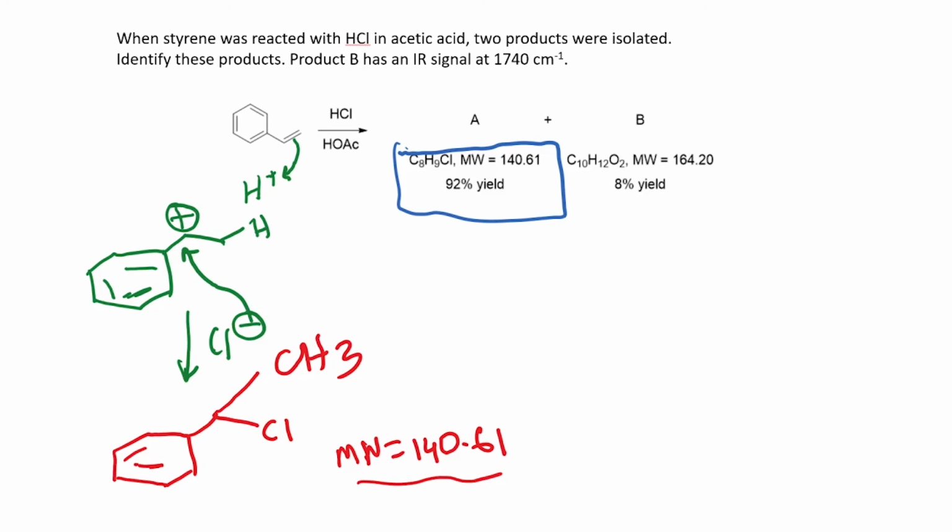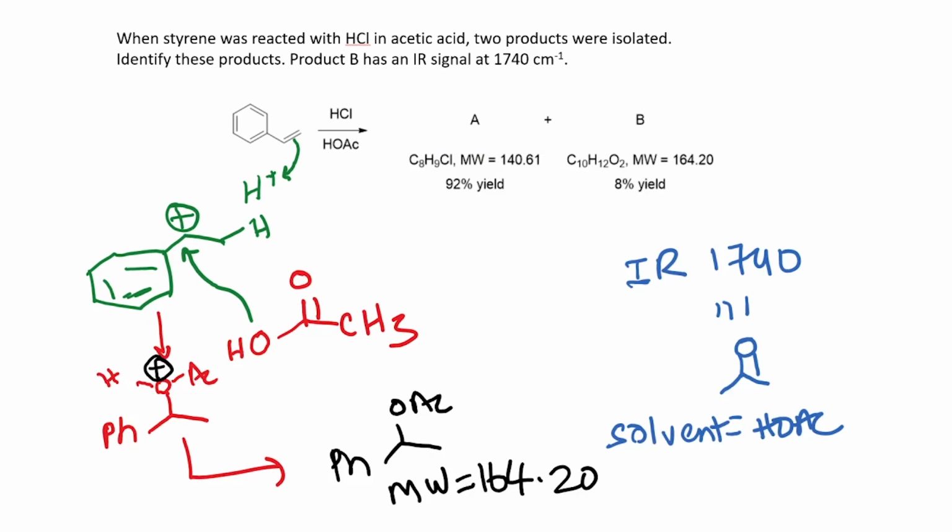Now let's go to compound B. The clue that is given is 1740 centimeter inverse. So we know that 1740 centimeter inverse is a typical signal that we would see when we have a carbonyl functional group, and so that means it's either a keto or an ester or something along those lines. Okay, since we have acetic acid in the medium and it's used as a solvent, the possibility of acetic acid attacking the carbocation is real.